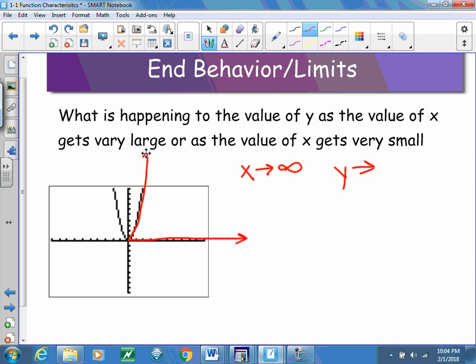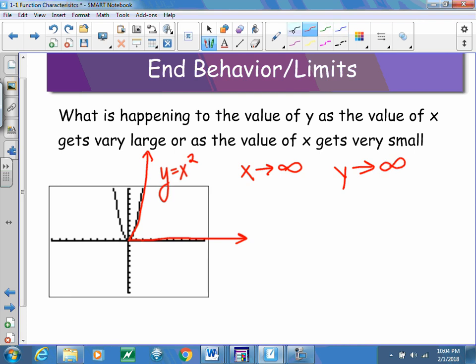If we look at a quadratic, the parabola, and think of it as y is equal to x squared, as x gets really, really big, what's going to happen to your y value when you square that number? It also is going to get very large. It's going to grow at a really fast rate. And so as x approaches positive infinity, y is also going to be approaching positive infinity.